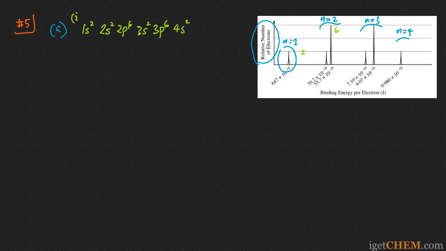And that is part 1. So part 2 in part A asks you to identify that element. So you can just look up the periodic table and the element that has that particular electronic configuration is calcium.